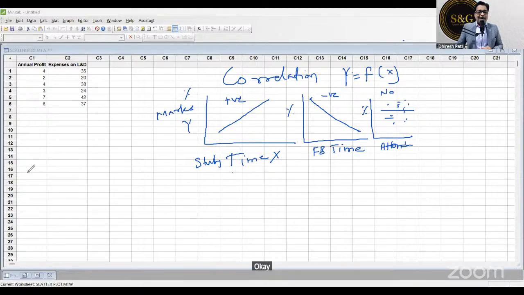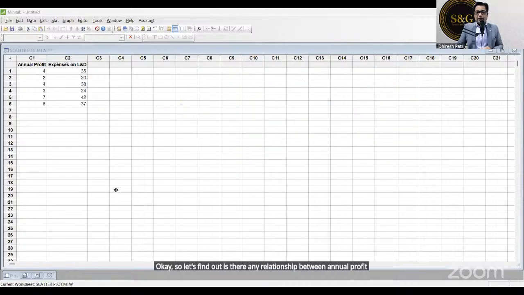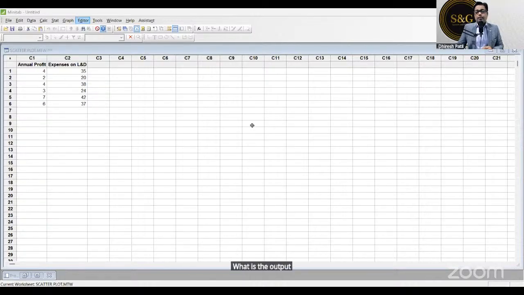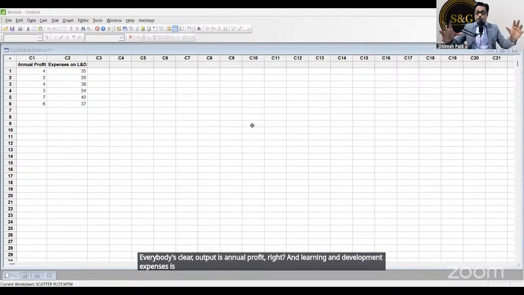Okay, so let's find out, is there any relationship between annual profit and learning and development expenses? Now tell me, what is y here? Type in the chat box. What is the output here? Type in the chat box quickly. What is the output in this? Is it annual profit or is it expenses? Everybody is clear? Output is annual profit, right? And learning and development expenses is my input.